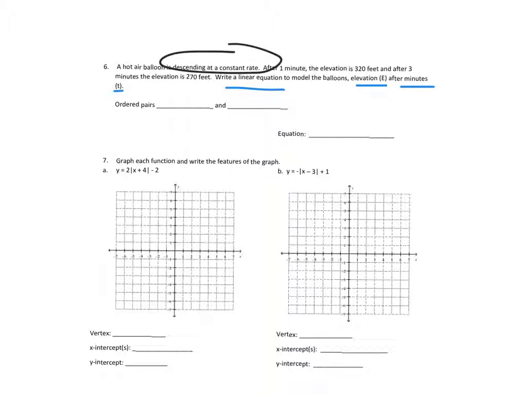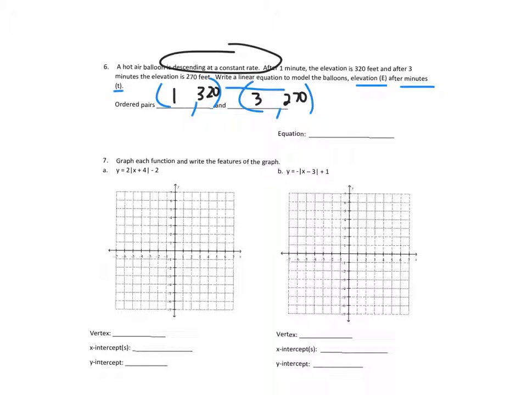So this question is asking us to use these variables. We're using E for elevation, or height in feet, and t for minutes. When you have to write ordered pairs, you need to think about what's going to be your independent variable and what's going to be your dependent. The independent variable is always time. So at 1 minute, the elevation is 320, and at 3 minutes, the elevation is 270.